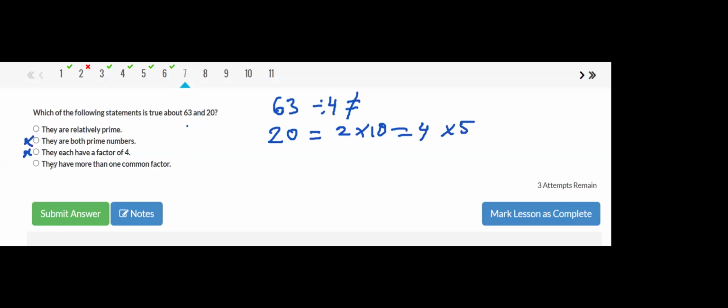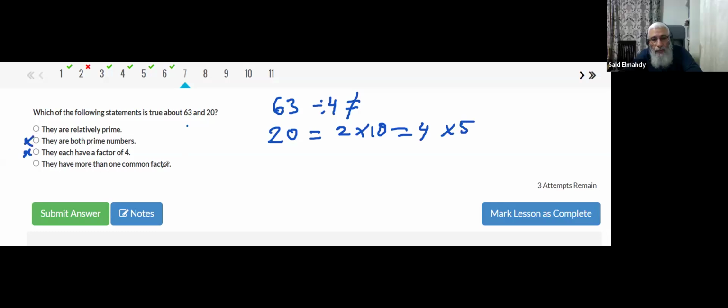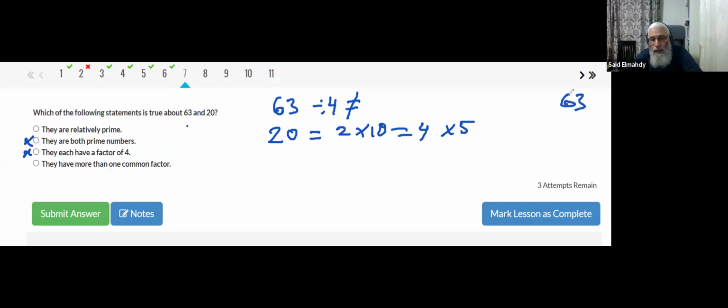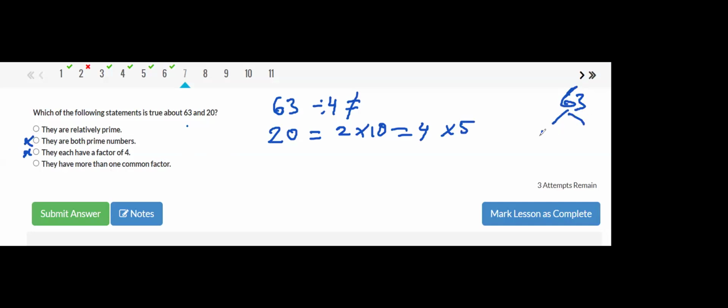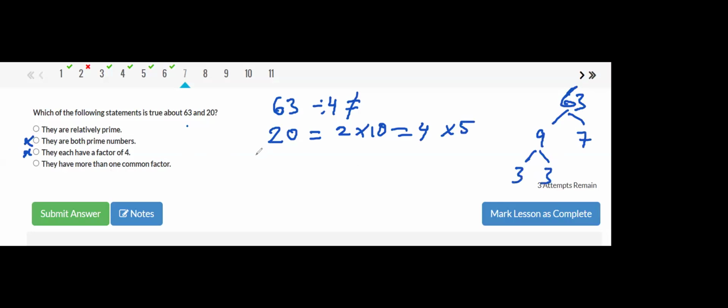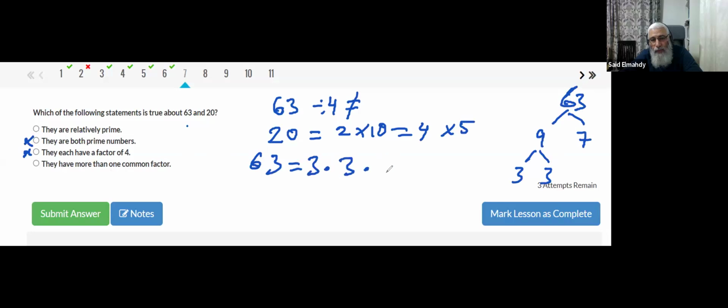What about they have more than one common factor? What are the factors of 63? What number times what number gives 63? 9 times 7. And 9 is 3 multiplied by 3. So it is 3 multiplied by 3 multiplied by 7. This is 63. What about 20?